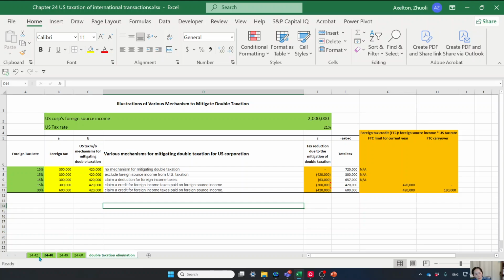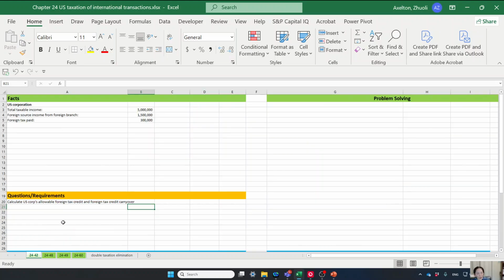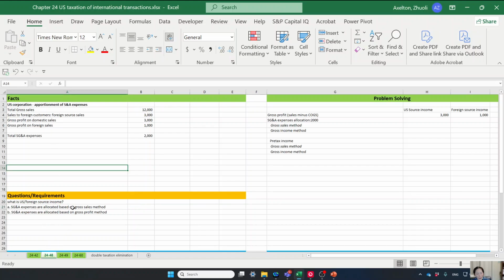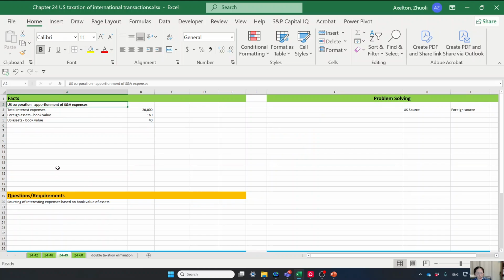Okay, so for the homework, it's pretty straightforward. There's some calculation on the foreign tax credit and foreign tax credit carryover based on the foreign tax credit limitation rules. And there are some sourcing rules for SG&A expenses and interest expense. I think this is for interest expense. I'm going to change this to interest expense.